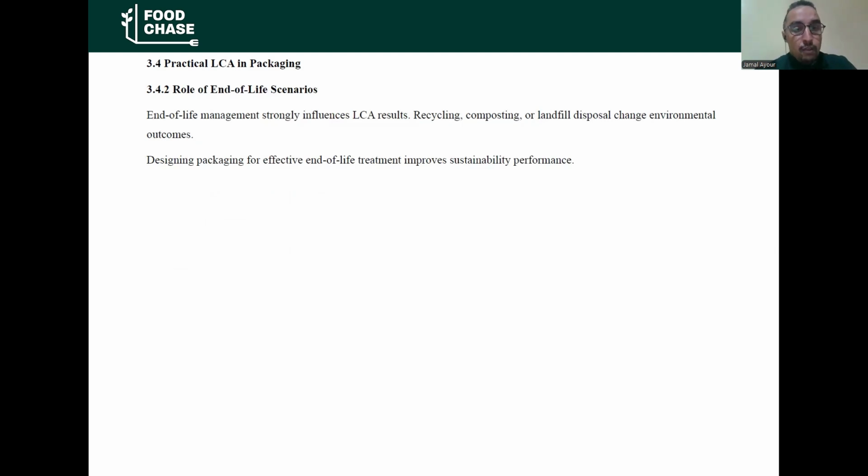About the role of end-of-life scenarios: end-of-life management strongly influences LCA results. Recycling, composting, or landfill disposal change environmental outcomes. Designing packaging for effective end-of-life treatment improves sustainability performance. It depends on the nature of the product, the nature of the process, and the end of the product, its characteristics, sensory characteristics, and physical characteristics.